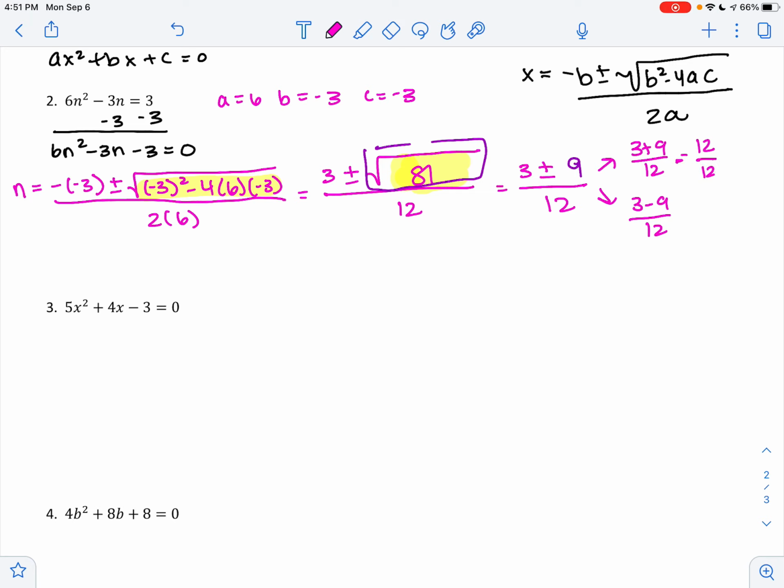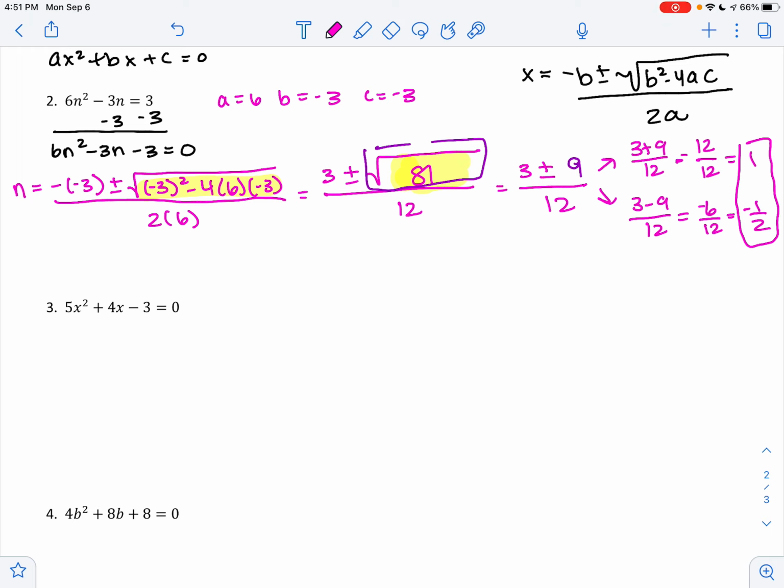12 divided by 12 equals 1. For the second one, I have 3 minus 9 is negative 6. Negative 6 divided by 12 is negative 1/2. So my 2 solutions are 1 and negative 1/2.